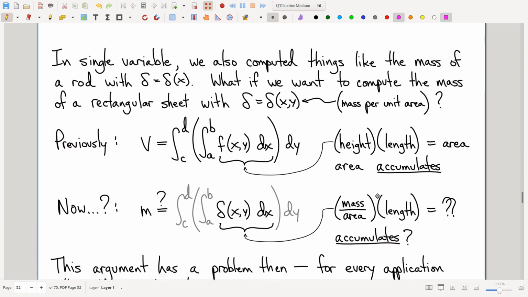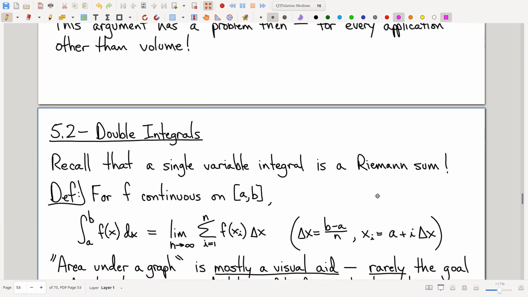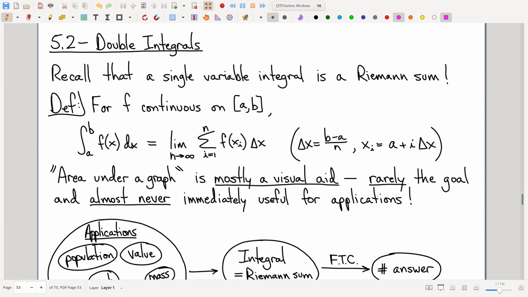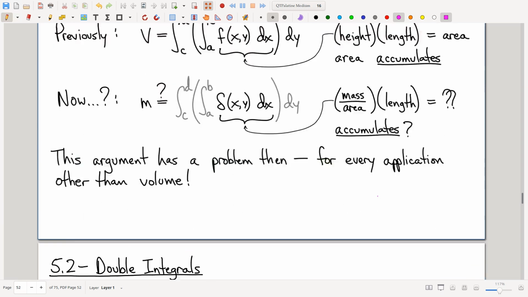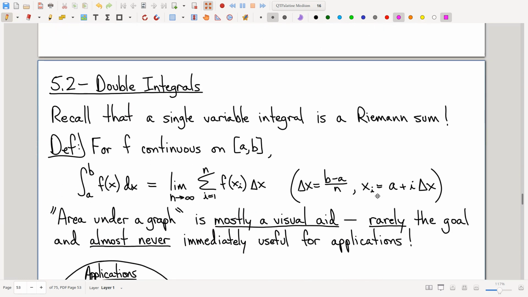Okay, so we reached a dead end. We're going to come back and fix that, but we do have to start all over in some sense. We're going to define a new construction called a double integral. You'll notice as we were doing this stuff, I didn't say the word double integral anywhere. These are not double integrals. These are iterated integrals. So now we're going to have to create a new thing called the double integral.